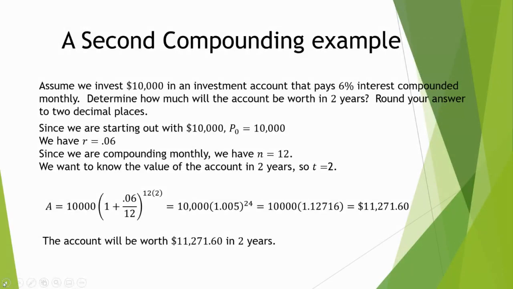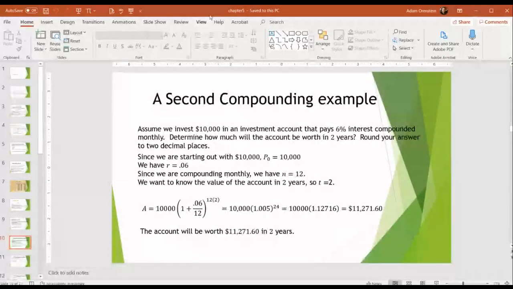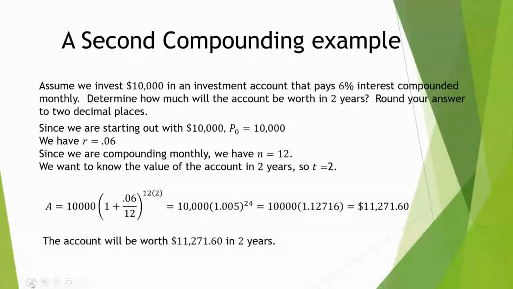So now we're investing $10,000 into an account. It pays 6% interest, and it's compounded monthly. Okay, so monthly, right? There are 12 months in a year, so that tells us it's being compounded 12 times a year.